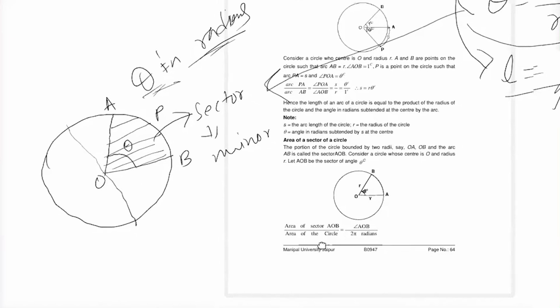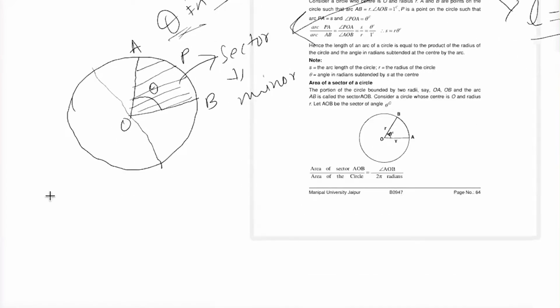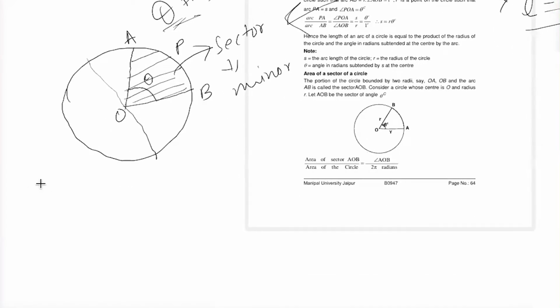How to calculate its area? Very easy. Its formula is area equal to 1 by 2, I think it's, r square theta. 1 by 2 r square theta.